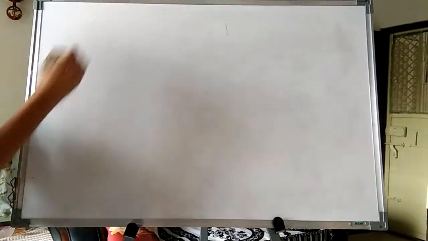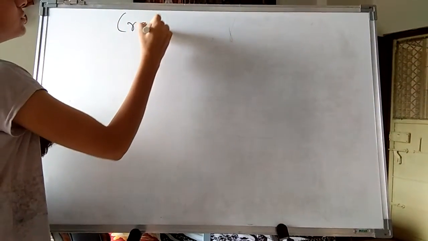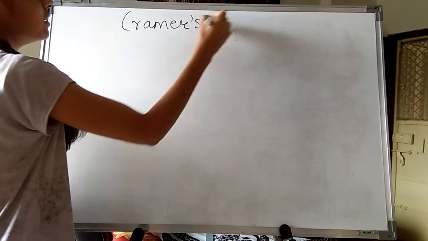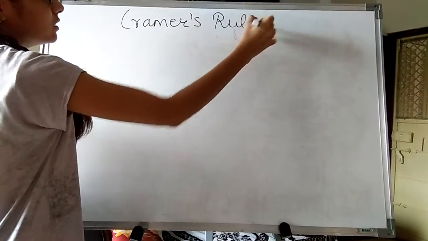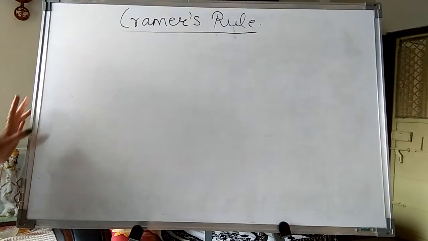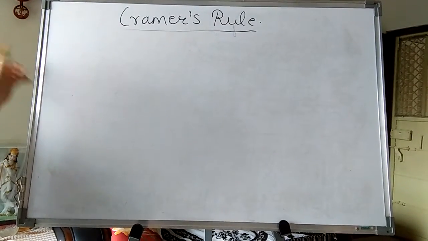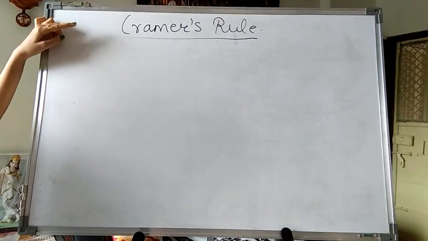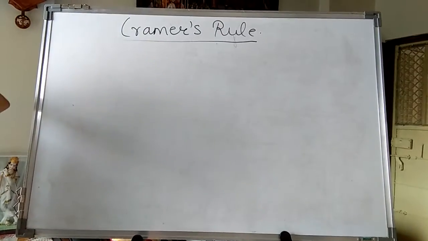Let us move towards our next video. We are going to see Cramer's rule. This is your third method to find the solution of simultaneous equations. Till now we have seen the elimination method, next the graphical method. This is your third method, Cramer's rule.